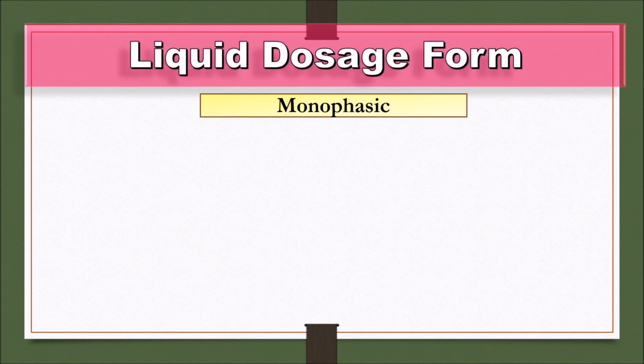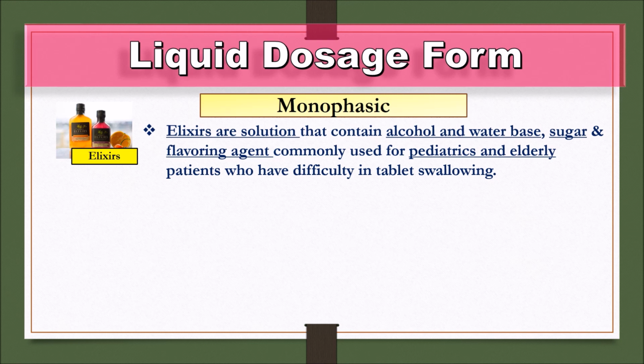Now we will see the liquid dosage form. In that we'll first see the monophasic liquid dosage form. In that we have elixirs. What are elixirs? Elixirs are solutions that contain alcohol and water. So you can see that alcohol is present in the elixir and it has a water base. And what else does it contain? It contains sugar and flavoring agent. Elixirs are commonly prescribed to pediatric and elderly patients who can't take capsules and tablets whole. So doctors prescribe elixir to those who have difficulty in swallowing tablets and capsules.